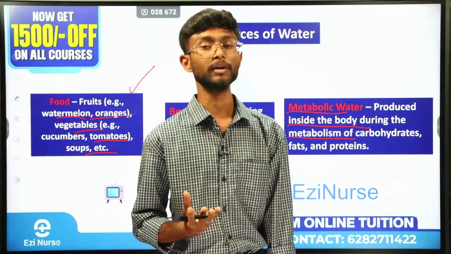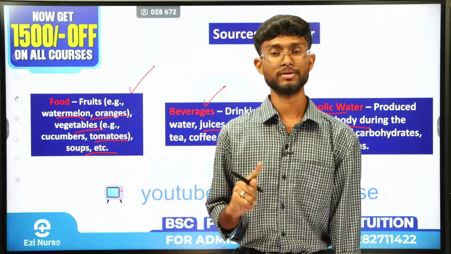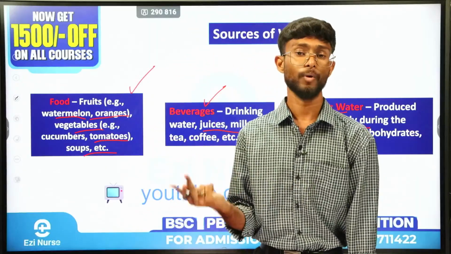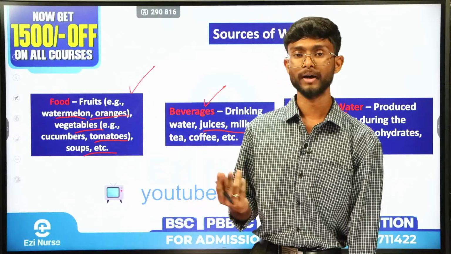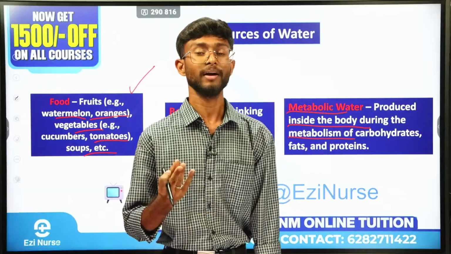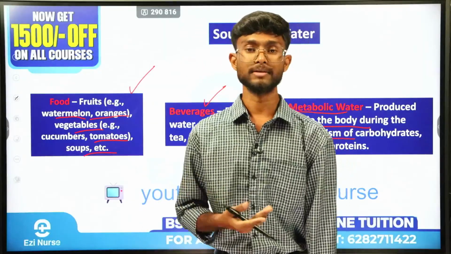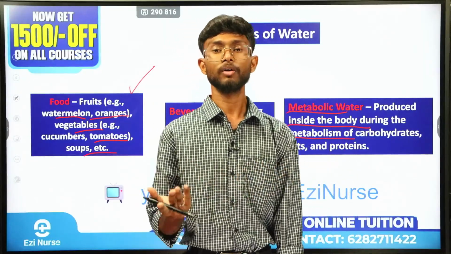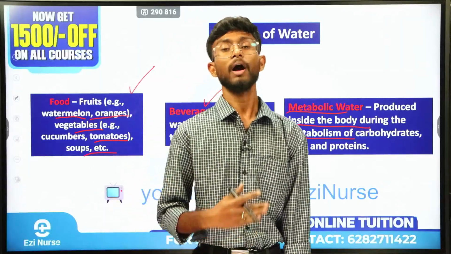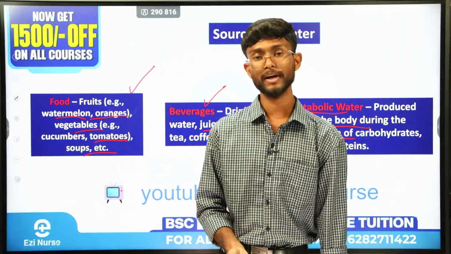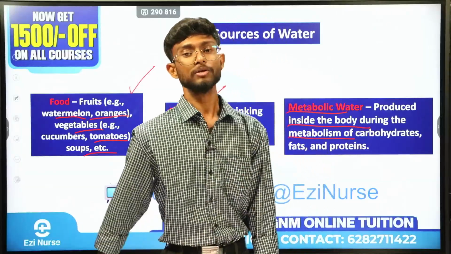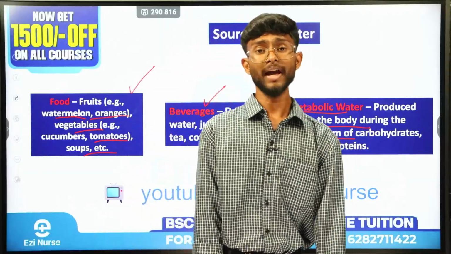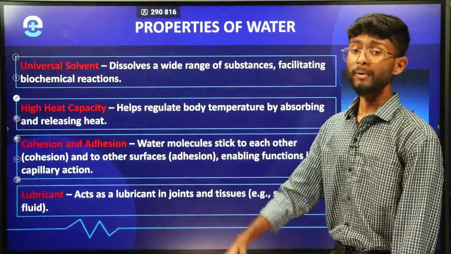How do we get water? The first source is food, fruits and vegetables like watermelon and cucumber. Then beverages like juices, tea and coffee. And also the metabolic process, after the breakdown of nutrients like carbohydrates, proteins and lipids, you will get a source of water.